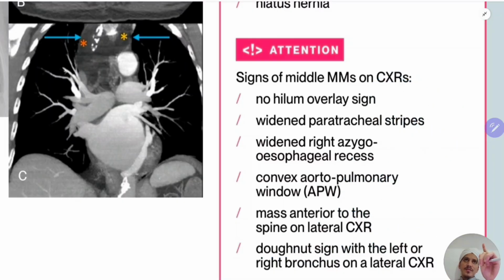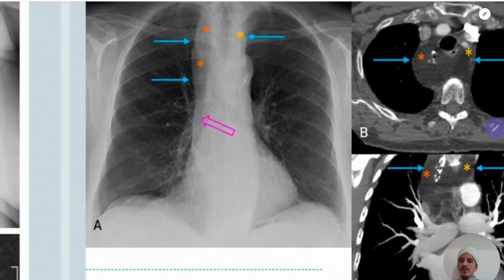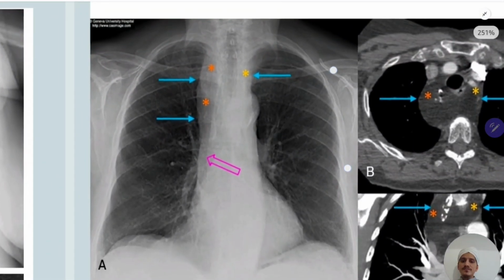In an anterior mediastinal mass, the cardiophrenic angle will be lost. The most important sign on the lateral chest X-ray is that the retrosternal space will be obliterated. That is the most important sign. So now let us see the X-ray here.